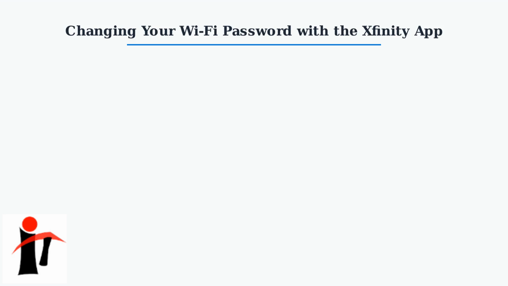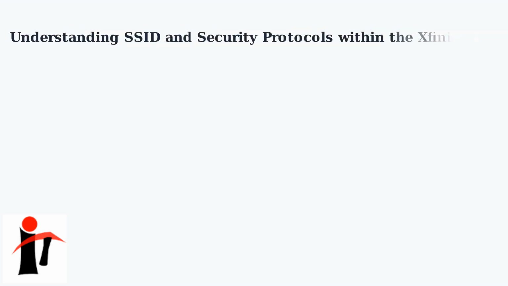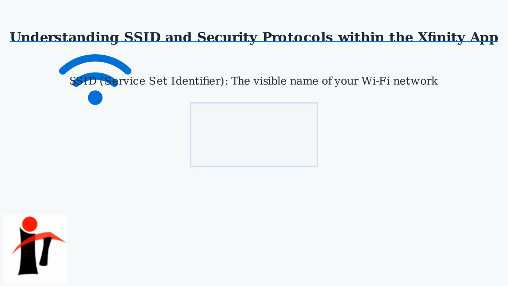If you are using the Rogers Ignite app to manage Rogers services, the process is similar, but done through the My Wi-Fi section of the Ignite app. Beyond just the password, the Xfinity app also allows you to manage your SSID and security protocols. Your SSID is the name devices see when searching for a Wi-Fi network, and you can customize it within the app under Wi-Fi name. Changing it can add a layer of security by making your network less easily identifiable.